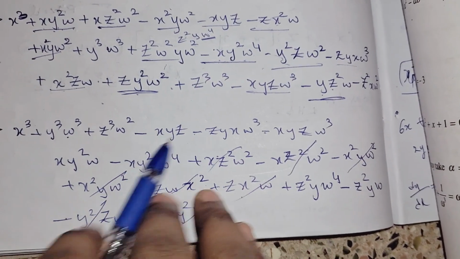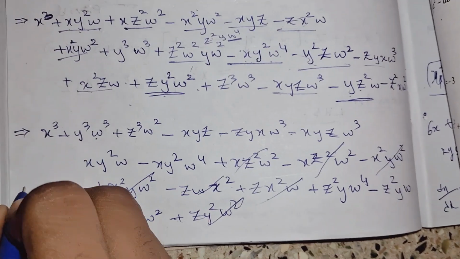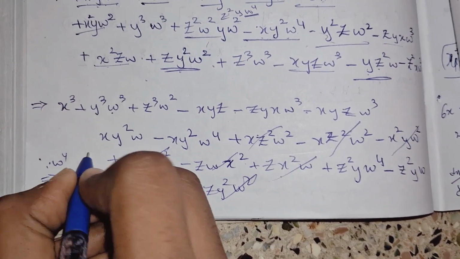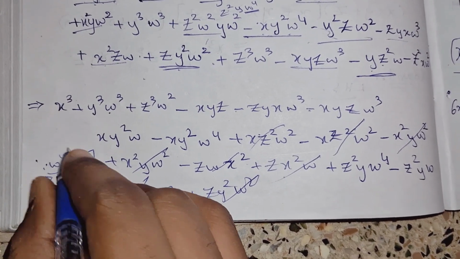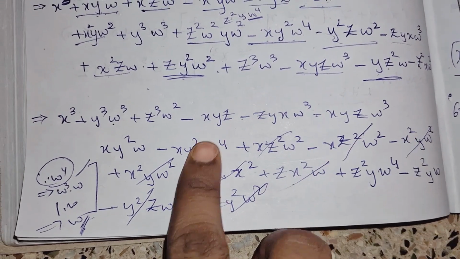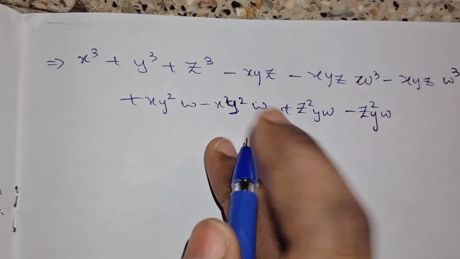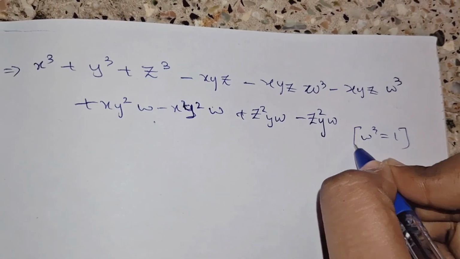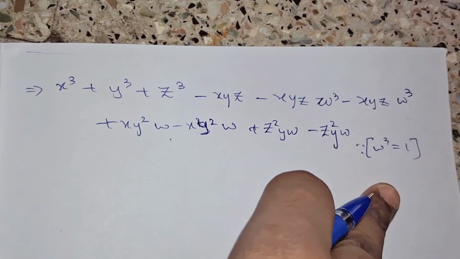Before only I have considered, and all this will be cancelled because of omega 4. I'm writing here, since omega 4 can be written as omega cube into omega. Omega cube is what? 1 into omega, which is omega. So omega to the power 4 can be substituted as omega. So I have substituted here omega to the power 4 as omega, and omega cube also the value is 1. So we'll substitute that also.